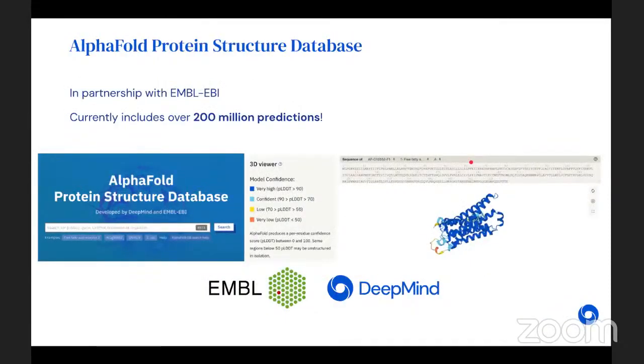Cool. So another thing we did to benefit the biological community was releasing the AlphaFold protein structure database in partnership with EMBL-EBI. Currently it includes over 200 million predictions. So that is basically all of UniProt. Essentially, for most proteins you may be interested in, you can probably find an AlphaFold prediction in there. And it includes the confidence measures and everything. So you can use that in your research.